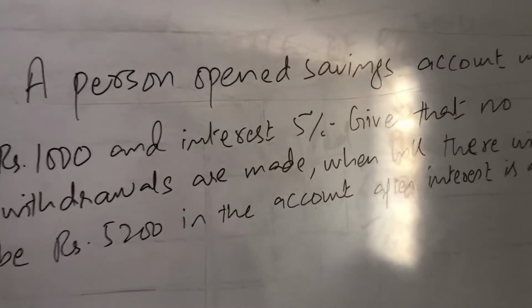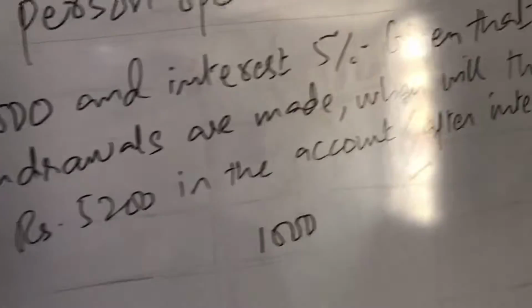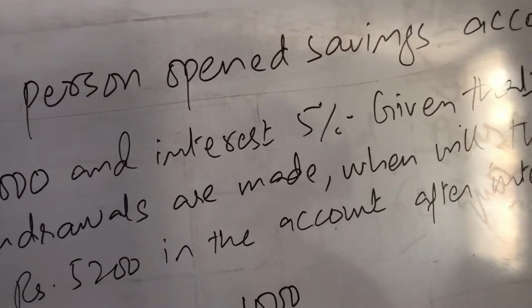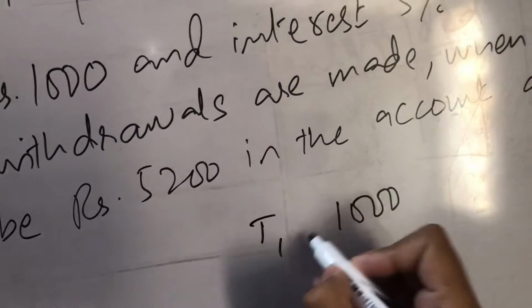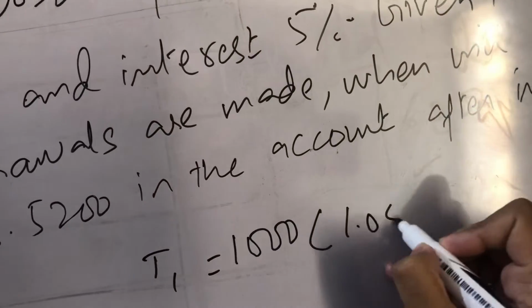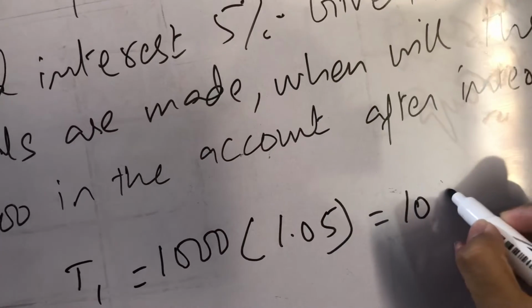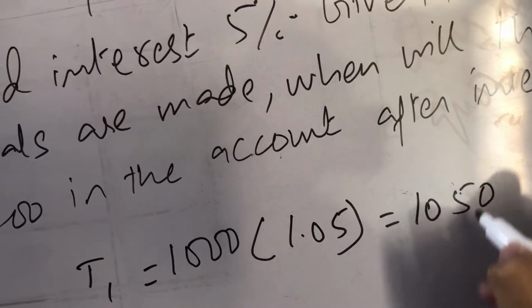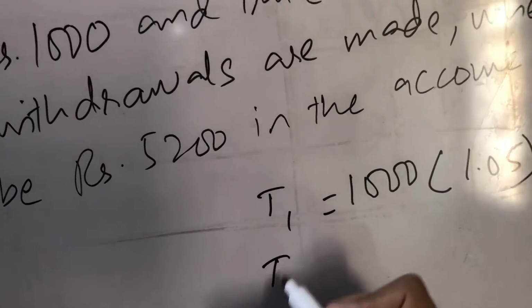Now look at the question. The initial amount is what? 1000 rupees, right? So after 1 year, if it is accumulated at an interest of 5%, what will be T1, that is the accumulated value? T1 will be this multiplied by 1.05, that is equivalent to 1050. Similarly, what will be T2?